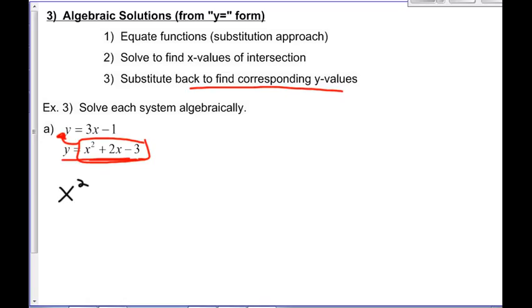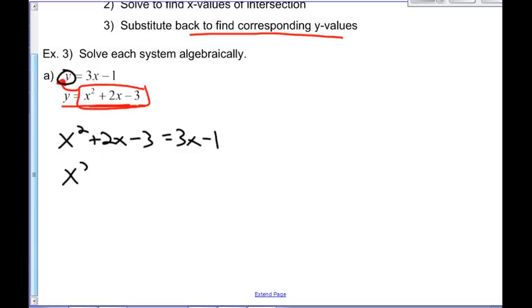So I'll get x squared plus 2x minus 3 equals 3x minus 1. I'm replacing this y with x squared plus 2x minus 3. From there, we can solve. This is going to be a quadratic. Hopefully it'll give us the same answers that we got before. So I'm subtracting 3x from both sides. That gives me negative x. And then I'm going to have minus 2.